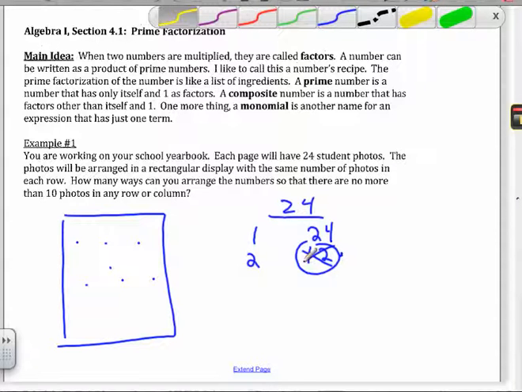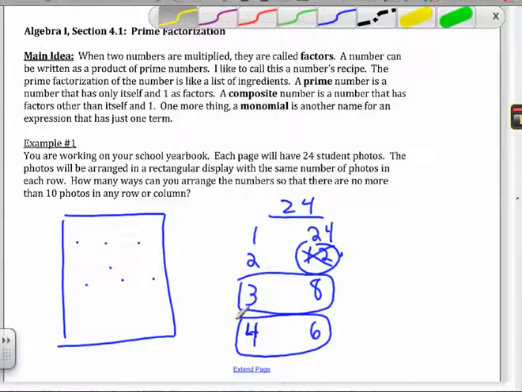What else goes into it? 3 and 8. That one works. Good job, Hobbs. Anything else, Cole? 4 and 6. Good, that one works, because none of them are more than 10. Anything else? 8 and 3, but that's just the same thing, isn't it? So these are our two possible combinations that would work for us.